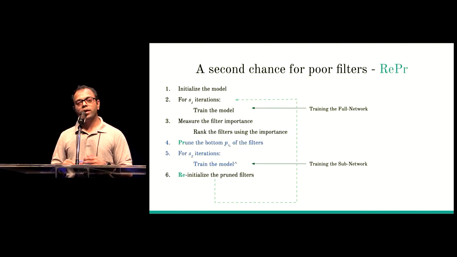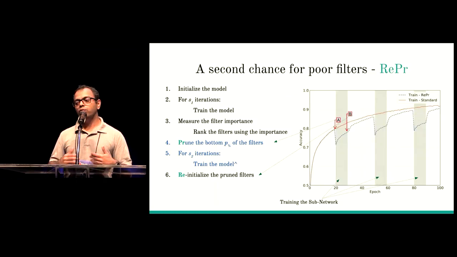So when you look at the RePr training process, it looks like this. First, we initialize a network and train for a certain number of iterations, and then we measure the filter importance, that is, with some criteria. I'll talk about it later. And then we prune the network, and for some iterations, we train only this subnetwork, and then we reinitialize the pruned filters. And here you can see at point A, some percent of the filters were pruned, and at point B, these filters were reintroduced, with a new set of weights, not the same old weights.